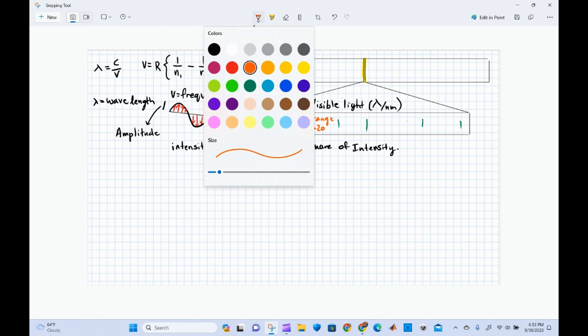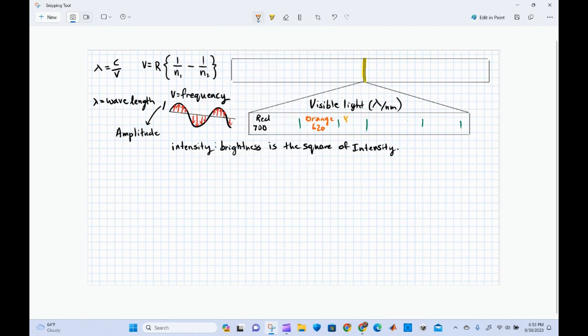The next one is yellow, which is about 580. And the next is green, which is a big portion. Green is like 530, and the next one is blue, which is about here, this big.